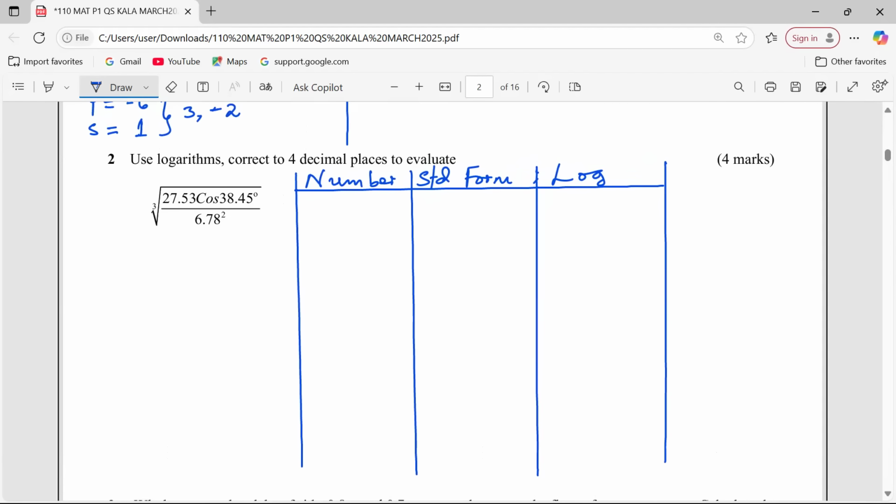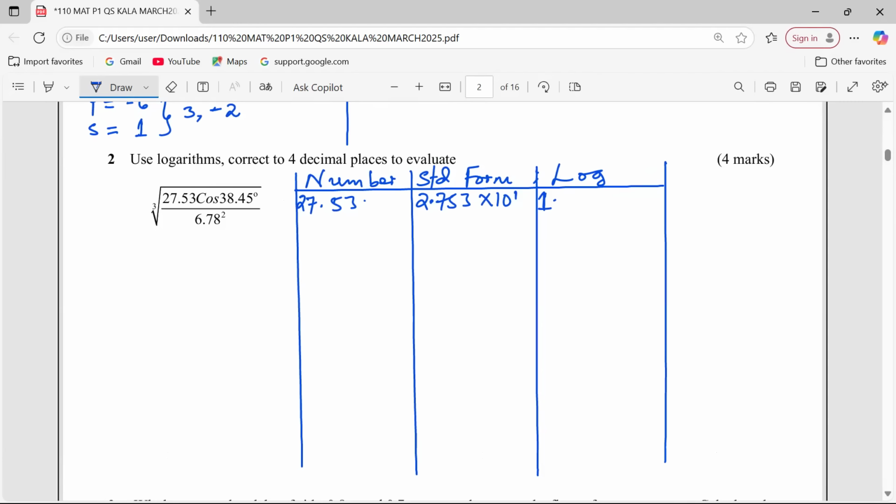Which is the first number here? The first number is 27.53. This number can be written in standard form, whereby it shall become 2.753 multiplied by 10 power 1. Then the logarithm begins with power 1, so on the characteristic part of the log, we have 1 point.